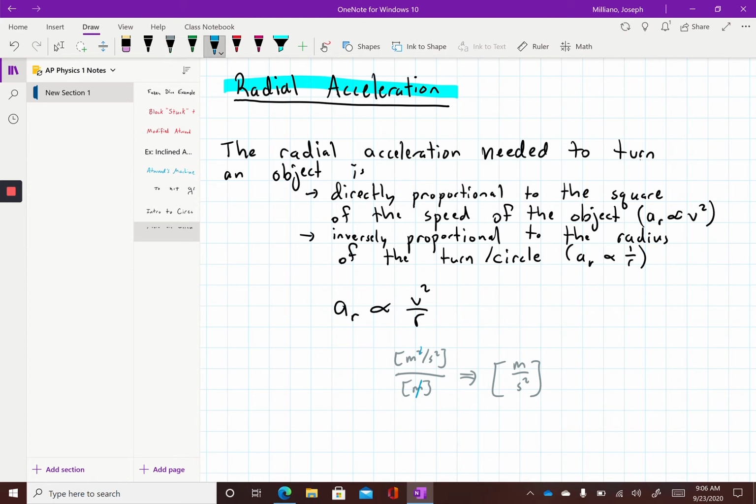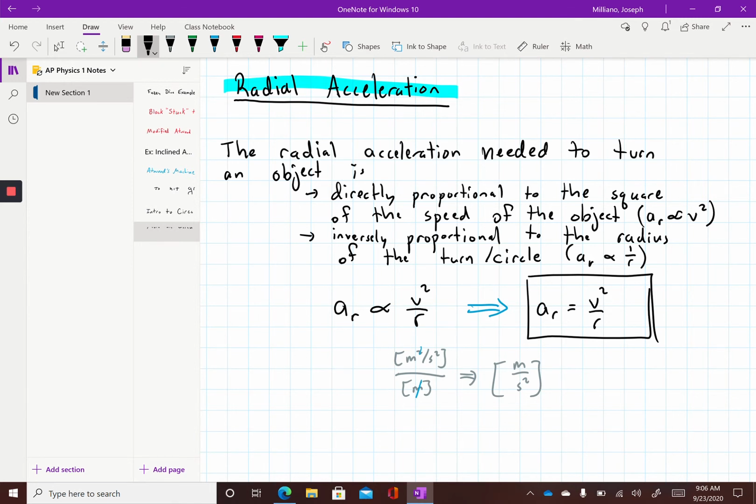And it turns out, for reasons we will see in a future video, that we do not need a constant of proportionality here. In fact, the radial acceleration is equal to v squared over r. So you're going to accept that without proof right now.